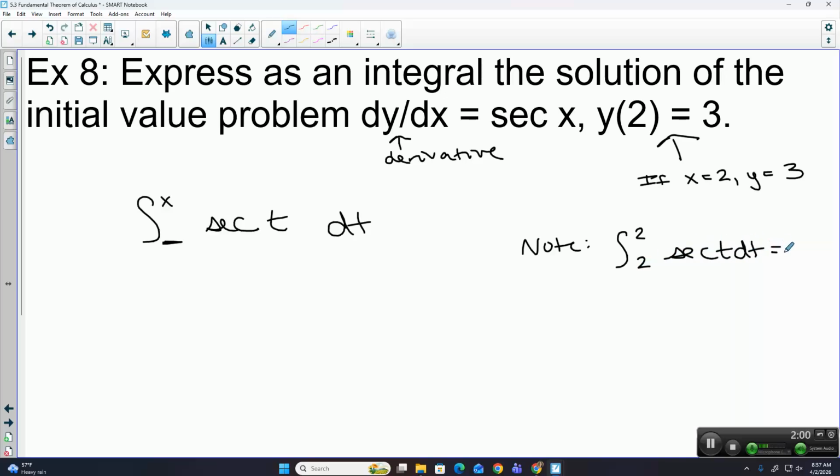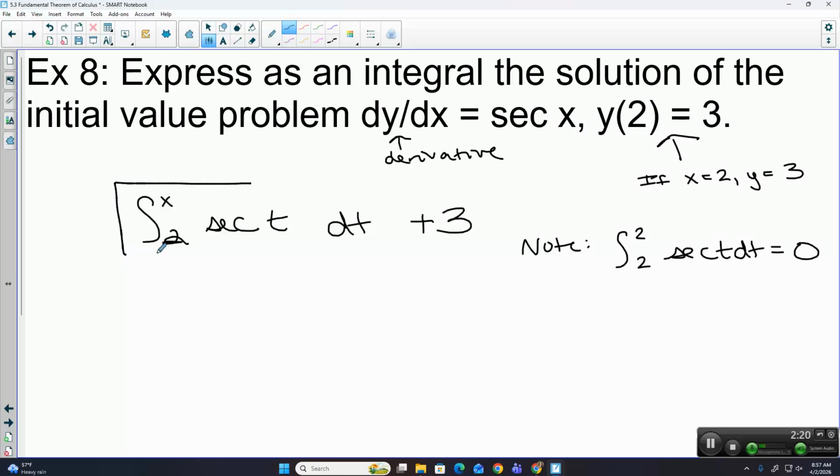what would that be equal to? 0. And then it would be really nice because then to get my 3, all I would really have to do is add 3 on the end. So if I give you that starting point, pick that as where to begin your integral.